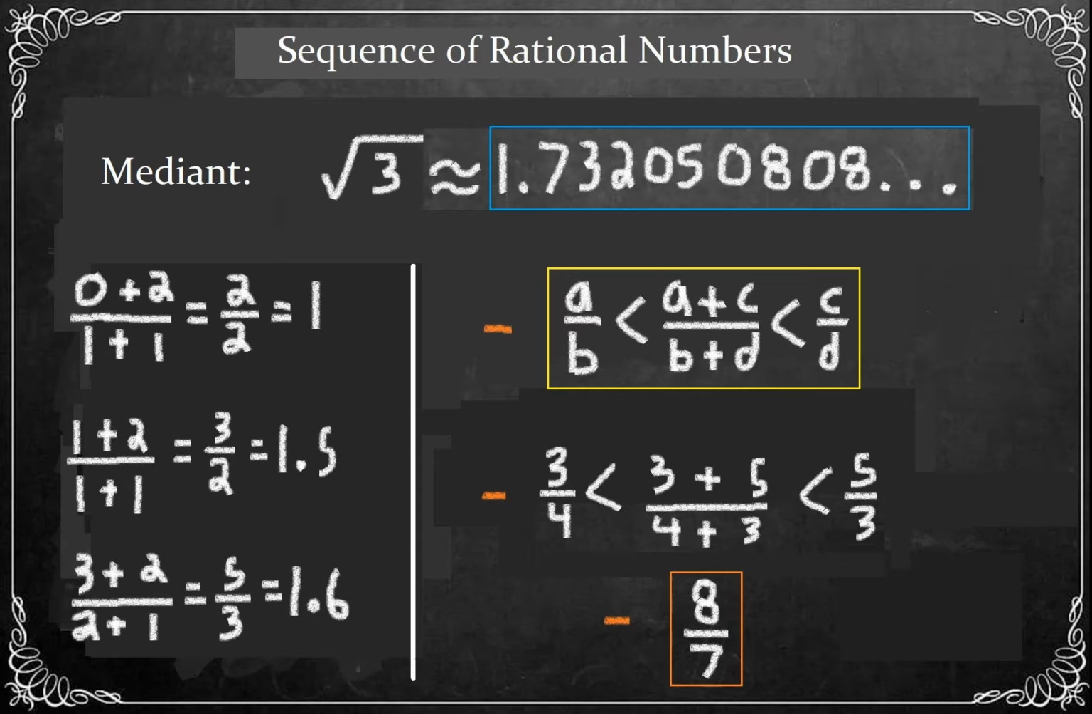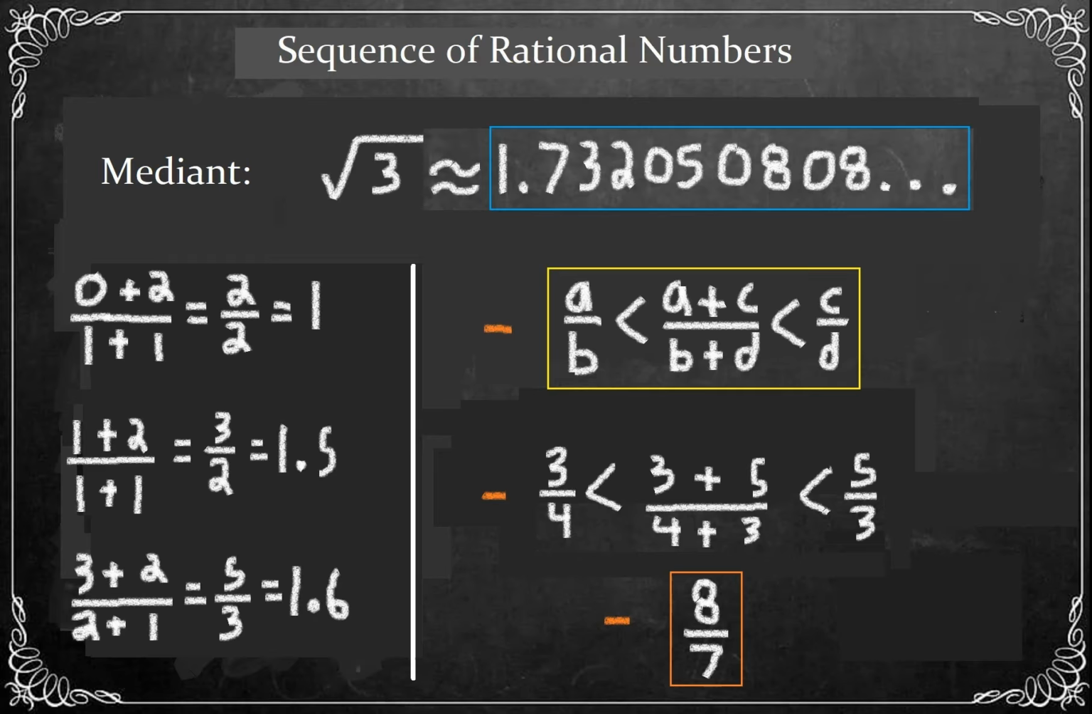Recall the mediant always lies in between the two original fractions, but it's not strictly the center like the arithmetic mean. For example, to find the mediant in between the fractions 3 over 4 and 5 over 3, do the following. We have the middle term as 3 plus 5 over 4 plus 3, which returns 8 over 7.